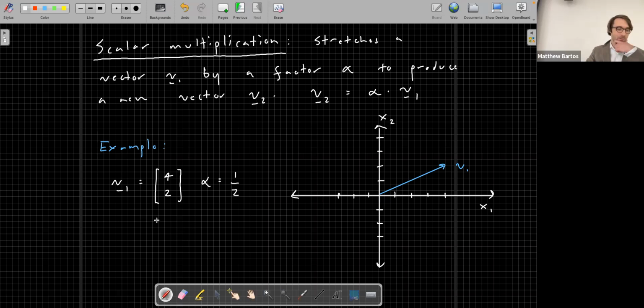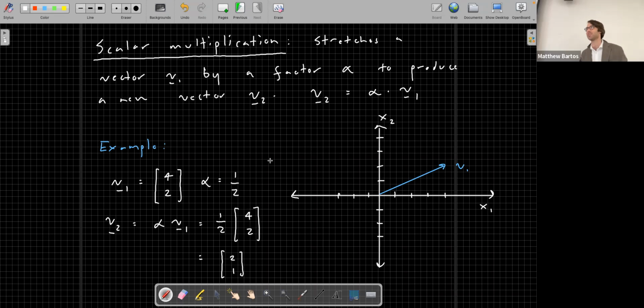If we are computing v2 equal to alpha v1, then we simply take 1/2 times (4, 2), which is equal to (2, 1). So this is very, very basic stuff, I know, but I want to make sure these concepts are clear. We can draw that on our coordinate plane. We essentially just shrink our vector v1 by half, and that takes us to (2, 1).